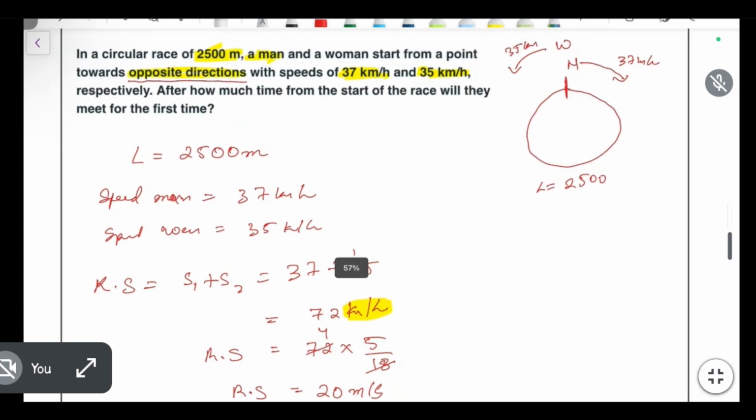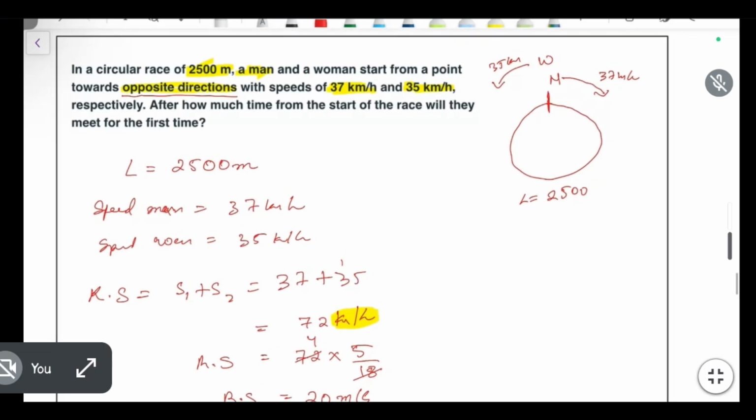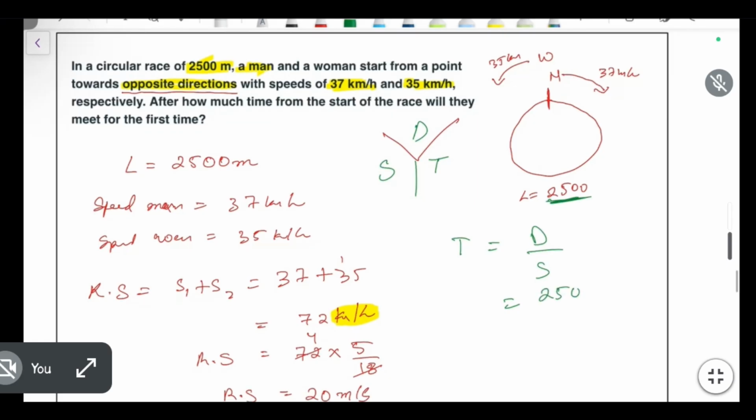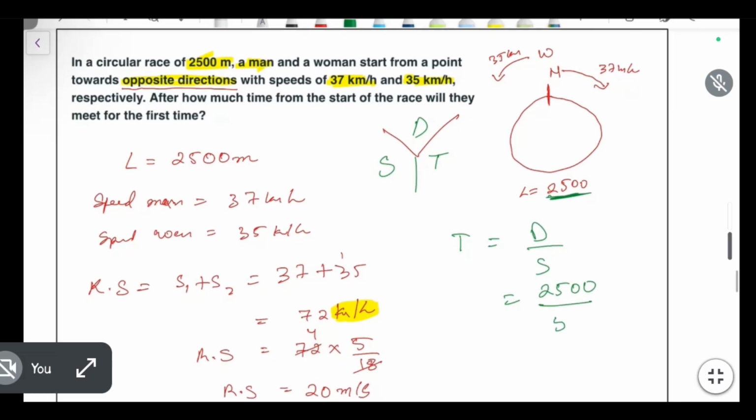Now, what is asked in this question? After how long will they meet? That means we have the relative speed. The formula was speed, distance, time. So we need to find time. Time is distance by speed. What is the distance here? Distance, we know it as L, which is 2500, divided by relative speed, which is how much?